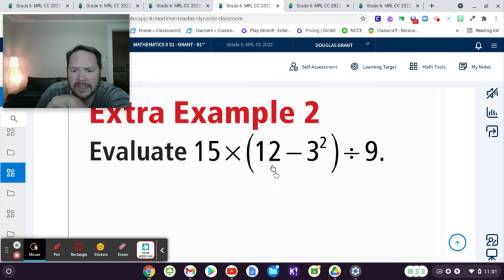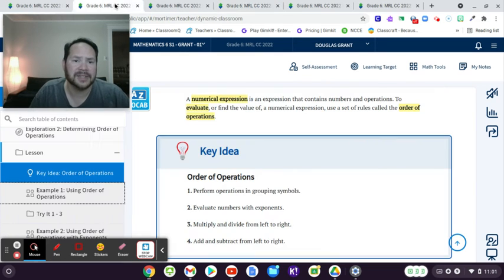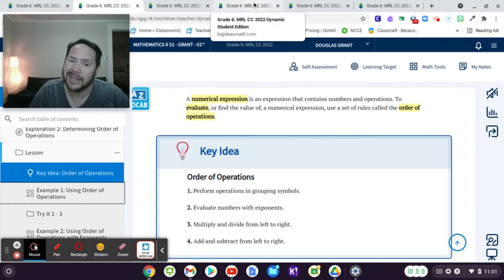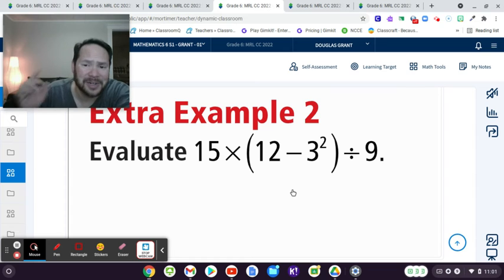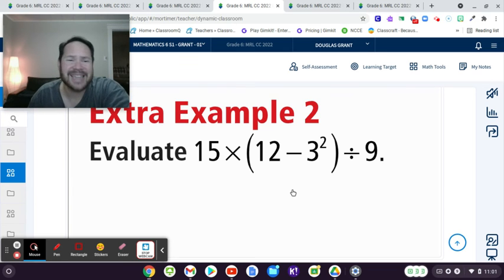So inside the parentheses, we have subtraction and we have exponents or power. We have to do that 3 squared before we subtract because, again, exponents have to be done before addition and subtraction, which is at the very end. Okay, so what do you get when you do 3 squared? Ooh, hopefully you were paying attention when we did 1.1. So yeah, 3 squared is 9.